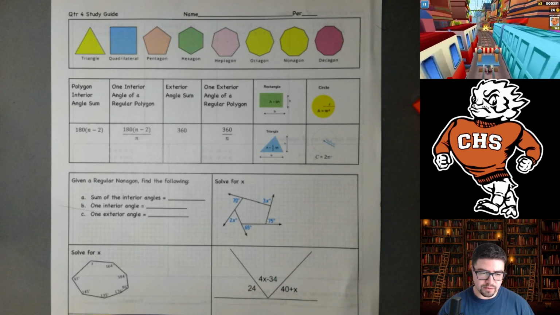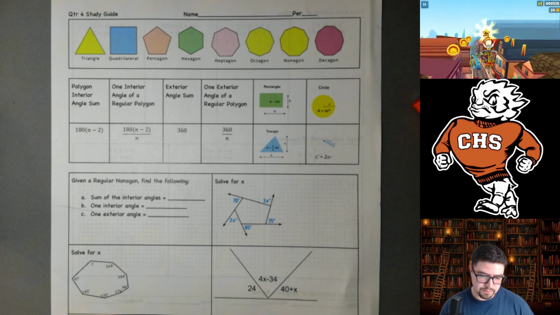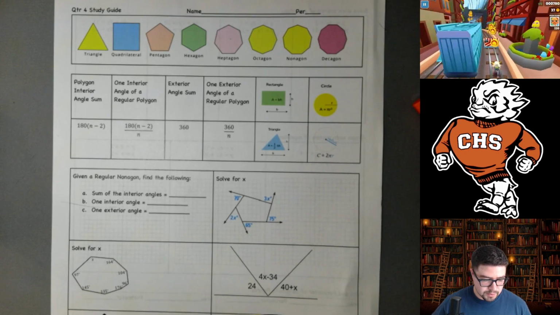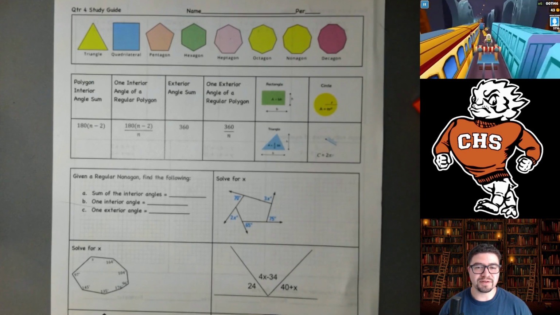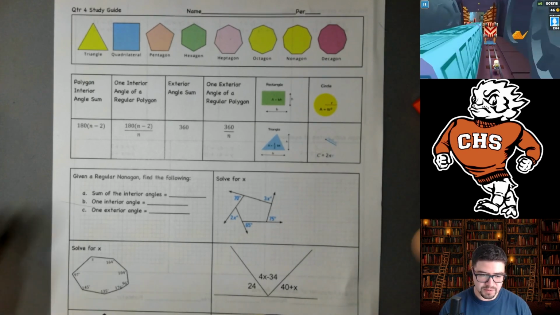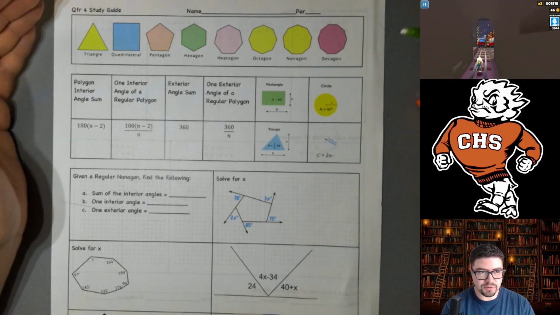Alrighty, folks, we are ready to get started. So this is the study guide for your final, which is coming up tomorrow for some of you, on Monday next week for most of you. So I just want to go over the study guide as it is right now and go through every solution.